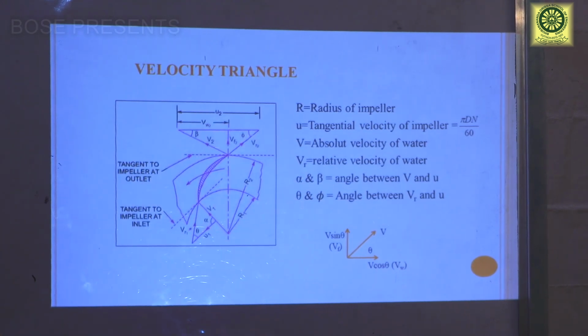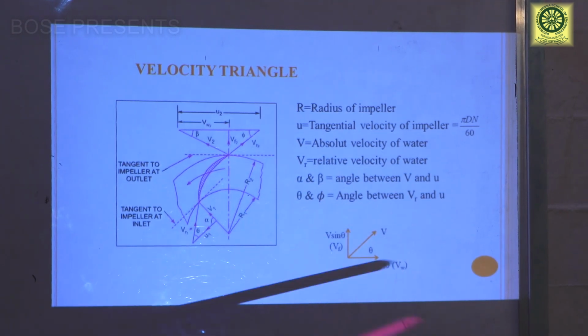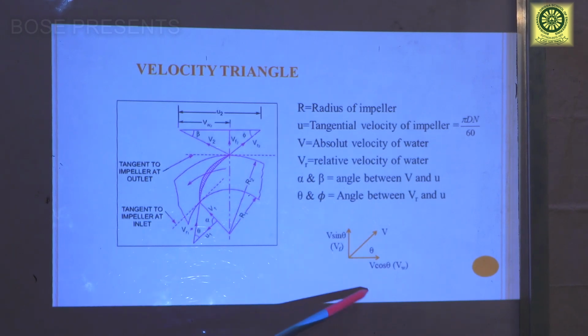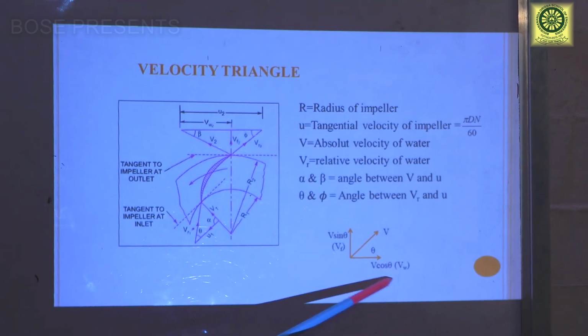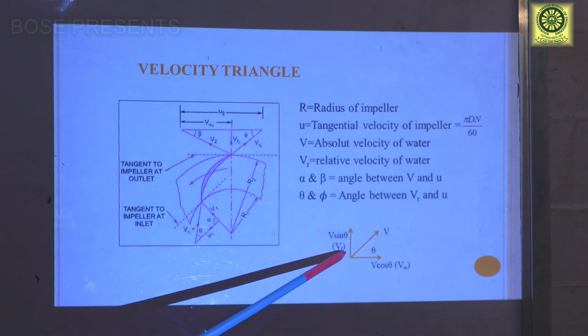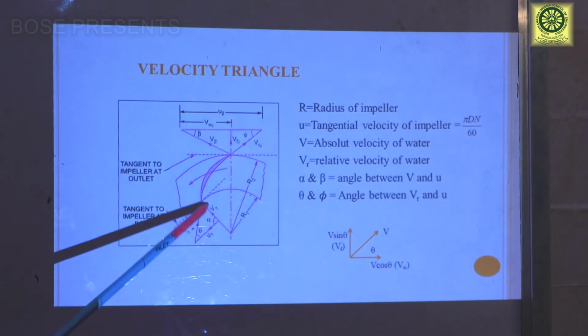Now again, the important thing is that this V, which is the absolute velocity of water, can be divided into two components, where this is theta. V cos theta, which we also call the wall velocity, denoted by Vw, and V sin theta, which we also call the flow velocity, Vf.